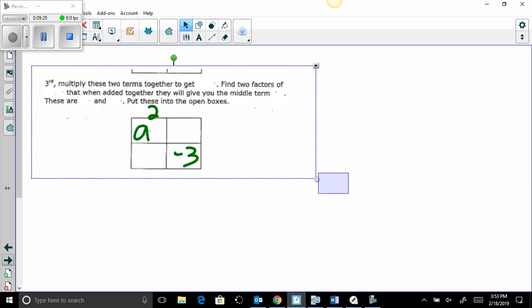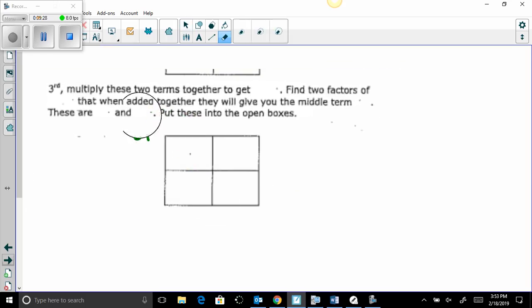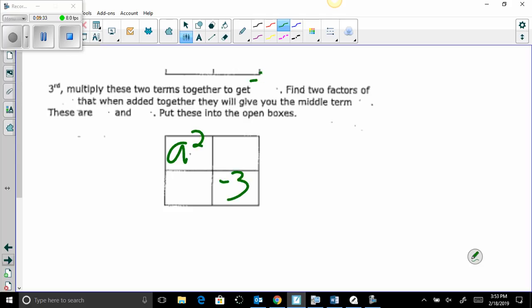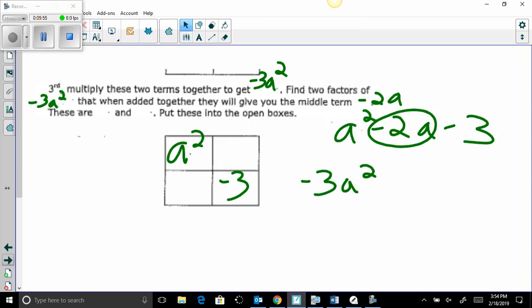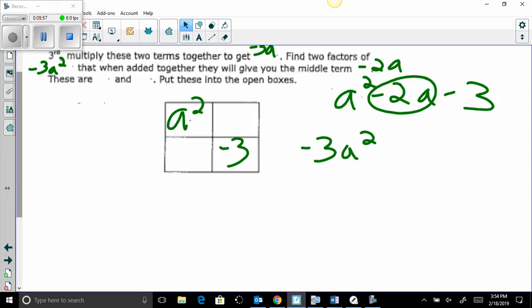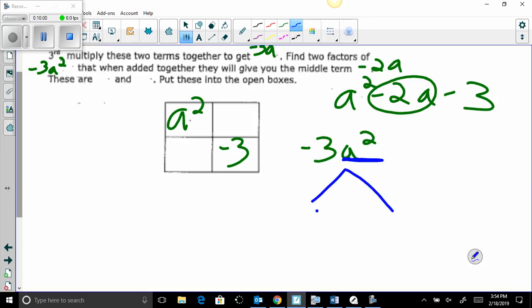Go ahead, multiply these two terms together to get negative 3a squared. And I want to find two factors of negative 3a squared that when added together will give me my middle term. What is my middle term here? And my middle term is negative 2a. So what are the factors here of negative 3a squared? Remember, if there's two a's, each one of them gets it.